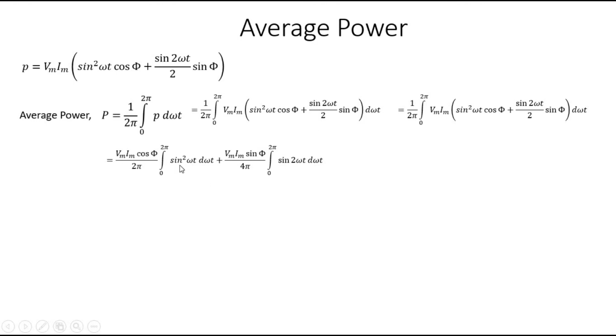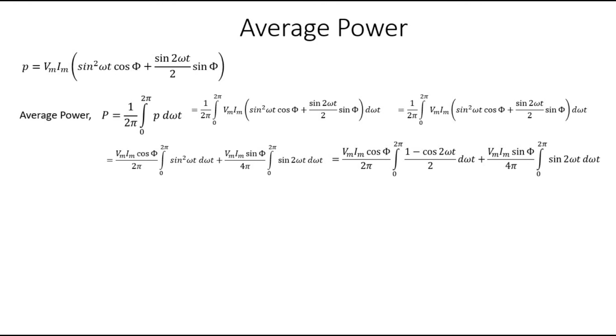Again, for integrating we have to convert this sin square omega t. We can use the formula 1 minus cos 2 omega t is equal to 2 sin square omega t. So converting sin square omega t to (1 minus cos 2 omega t) by 2, we can integrate now.